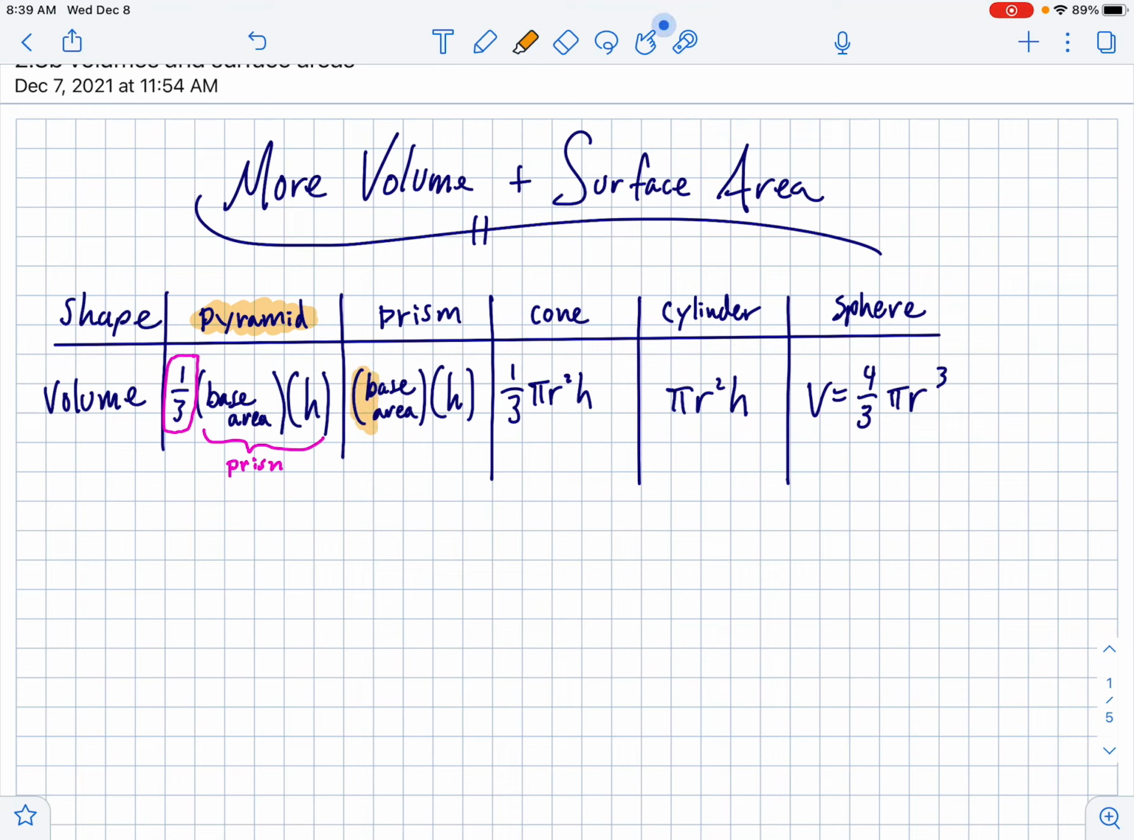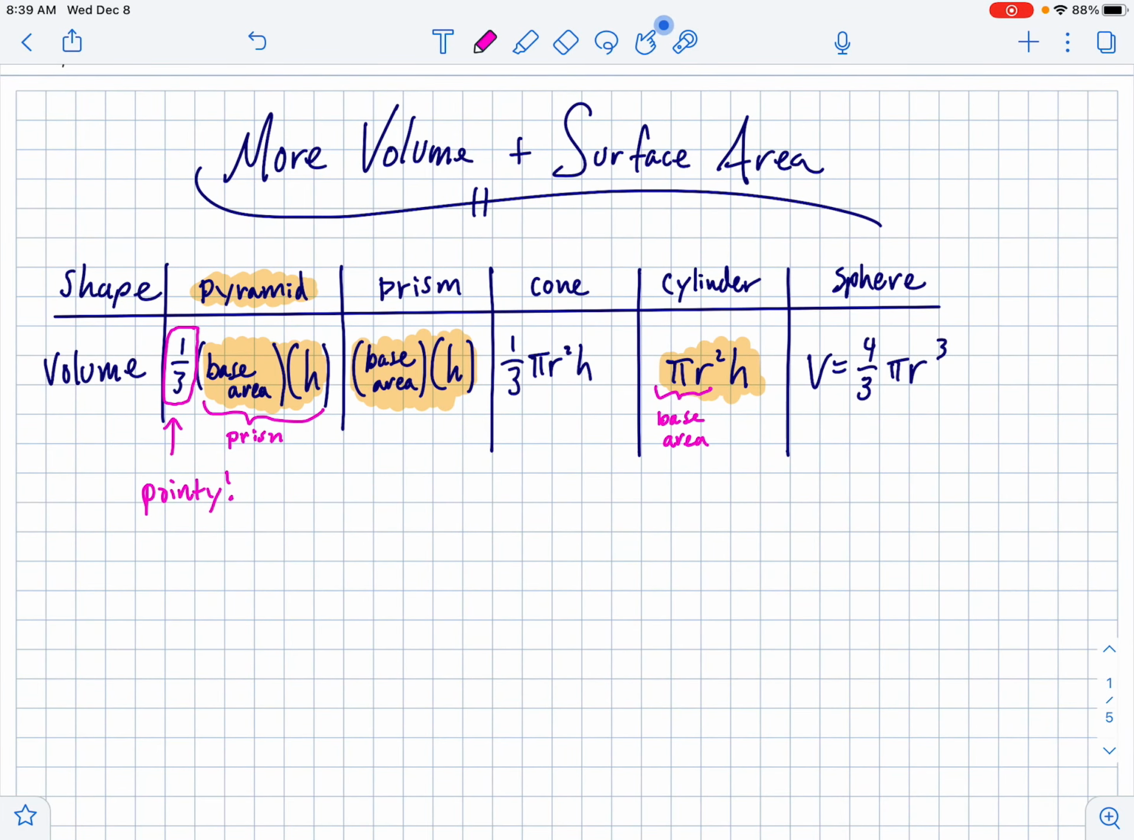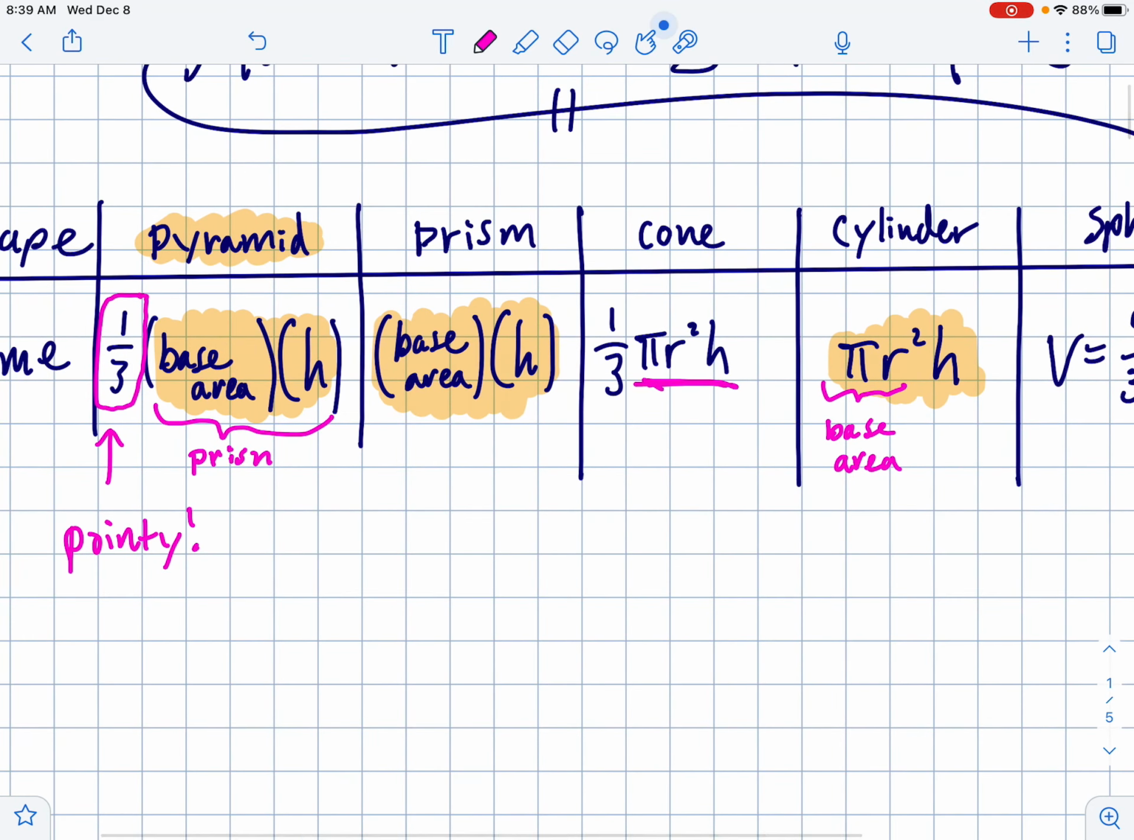Like I just said, the volume for a prism is just base area times height. So you can see that here, the base area times height. But if it's pointy, you're going to have to add that 1/3 in there. A cone is basically just a pyramid version of a cylinder. So a cylinder's volume is pi r squared times height, which you already kind of knew because this is the base area. It's just the base happens to be a circle, and the area of a circle is pi r squared. Now, a cone is a pointy version of a cylinder. So here's the volume of a cylinder right here, and then here's the pointy part, 1/3.